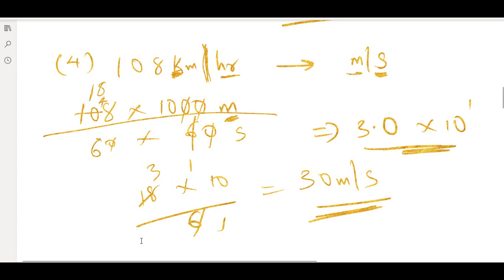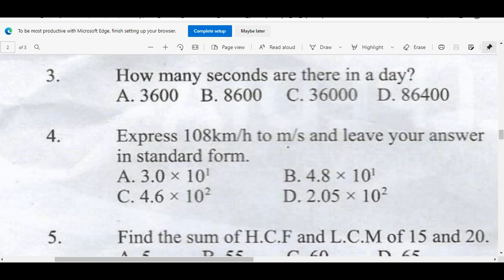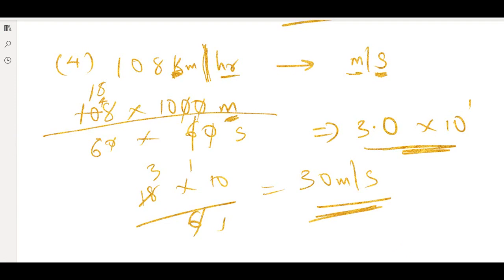Very good. Let's look for the option there. Option A. Excuse me. Follow the procedure, please. Follow the procedure. 108. Don't copy, solve it. Change the kilometer to meter, times 1000. Change the hours to seconds, divided by 60 times 60. As simple as that. Then cancel. Hope it's making sense to you.